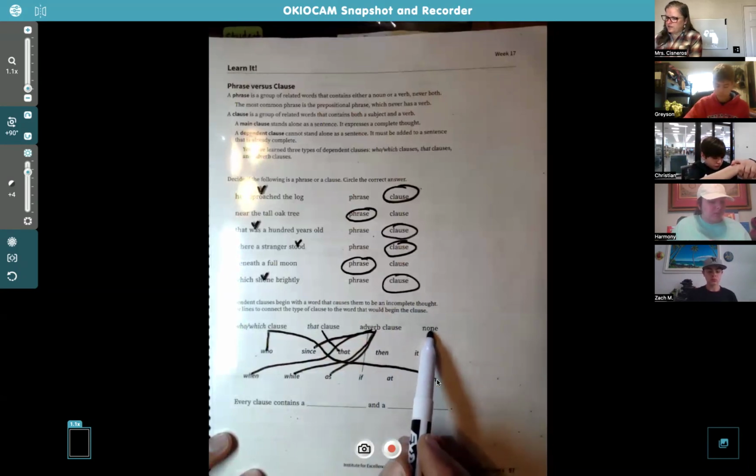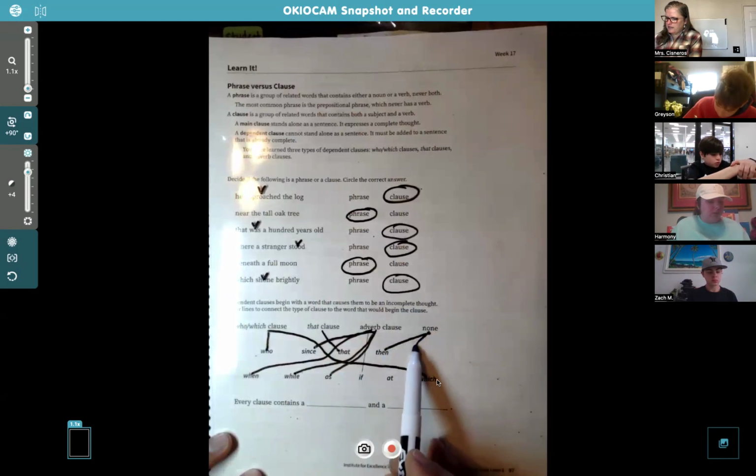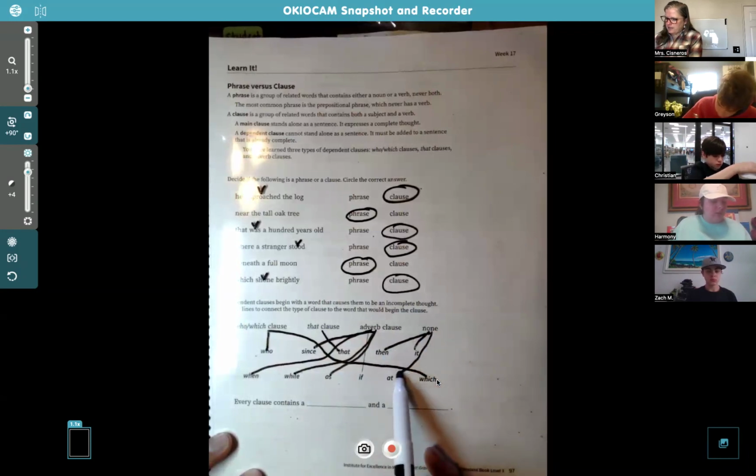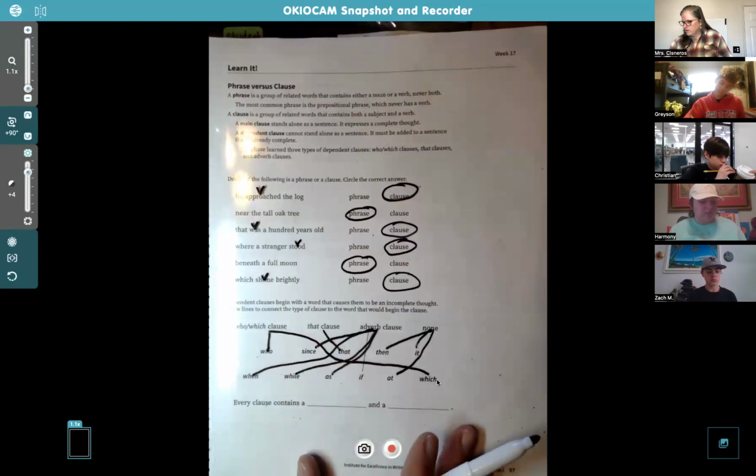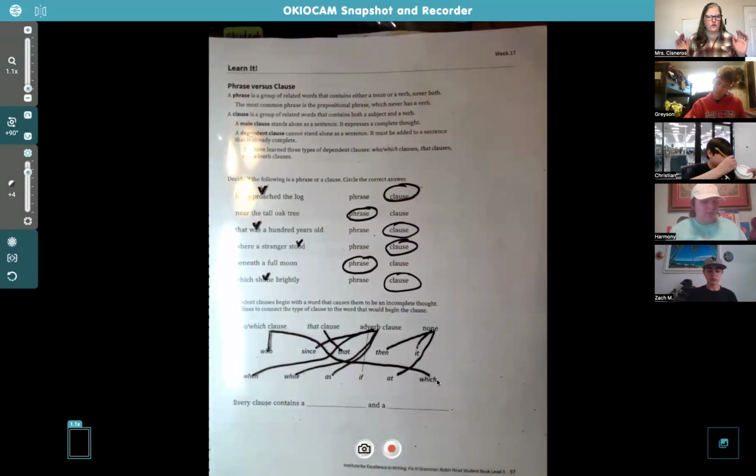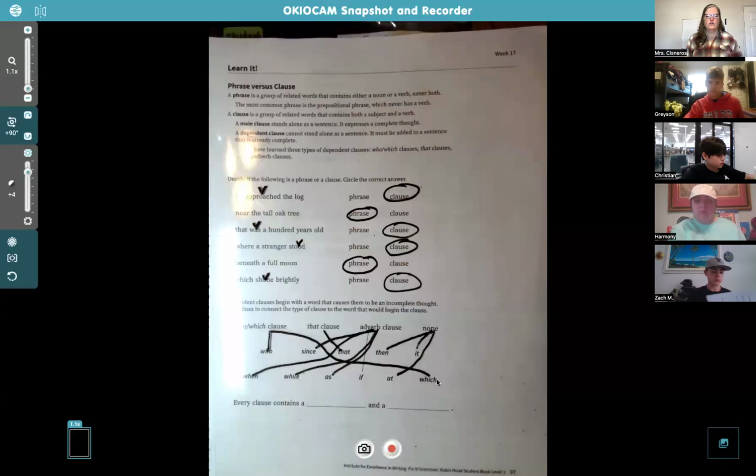So basically the ones that are left, like then, it, and at, those, there are no clauses that begin with those words. So that's why we connect it to the word none. So the who which starts with who which. That clause starts with that. Adverb clause with, like Christian said, when, while, where, as, since, if, although, and sometimes because.